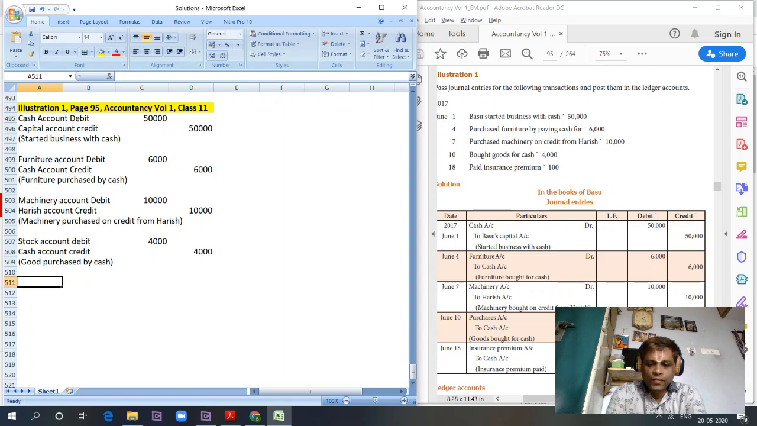Next entry is paid insurance premium 100. So insurance premium account debit, cash account credit, 100. Insurance premium paid by cash. So far it is clear. Now let's go to ledgers.